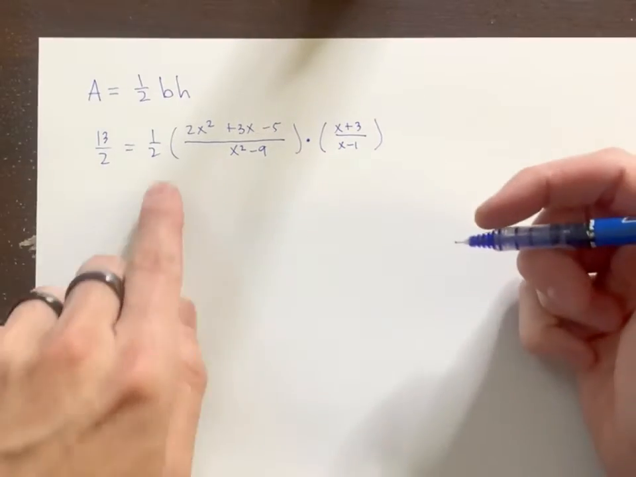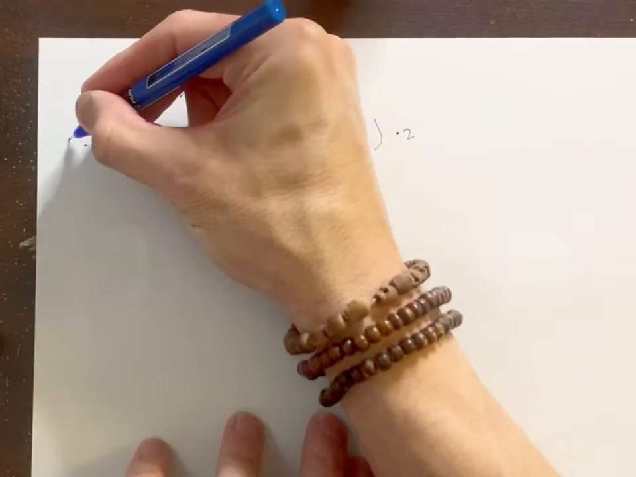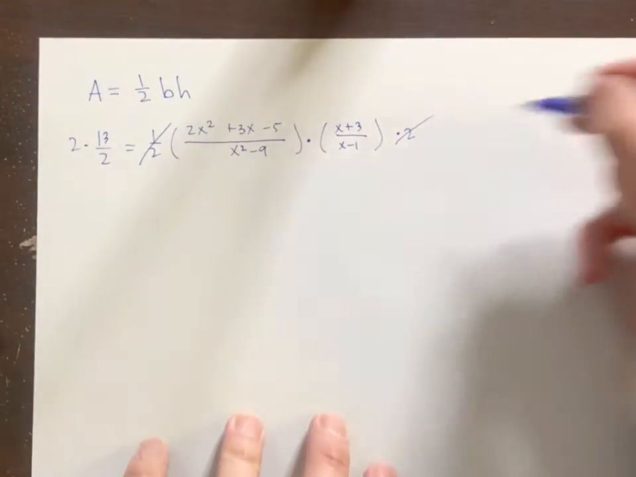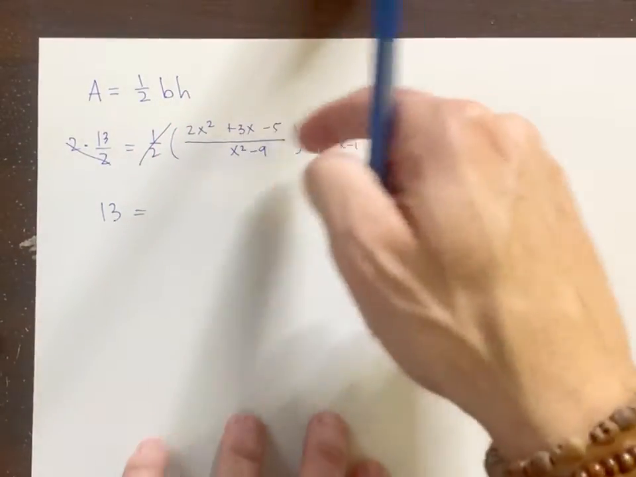And right away, I'm gonna get rid of the 1/2. So I'm gonna multiply this side by 2. And I'm gonna multiply this side by 2. So this 1/2 is knocked out with 2. And this just gives us 13 right here. And then we have these two pieces there.